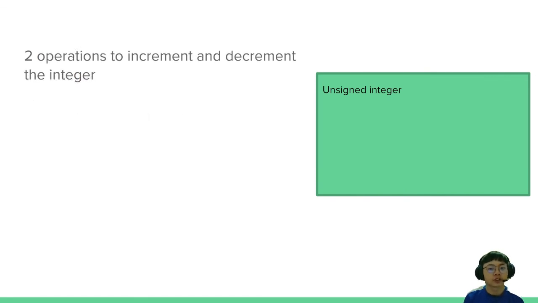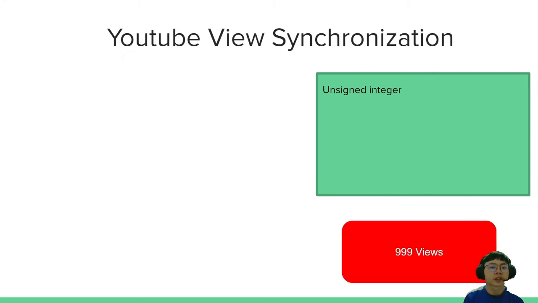So how do we increment or decrement the integer that I mentioned just now? Actually, there are two operations to do so, which are the wait function to make the integer minus 1 and the signal function to make the integer become plus 1. So back to our YouTube view synchronization case study.